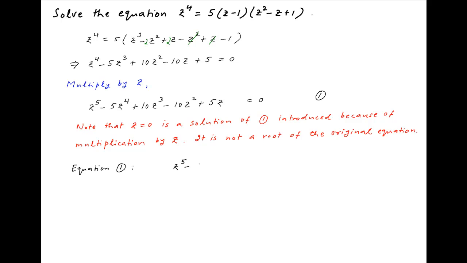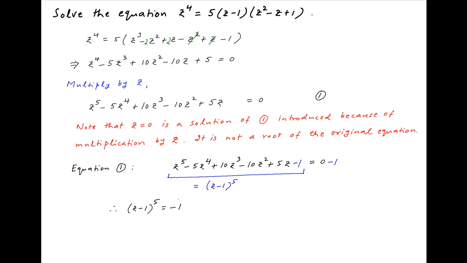which is z raised to the power 5 minus 5 times z raised to the power 4 plus 10 times z cube minus 10 times z square plus 5z is equal to 0. Subtract 1 from both sides. Now note that the left hand side is the binomial expansion of z minus 1 raised to the power 5. Therefore, z minus 1 raised to the power 5 is equal to minus 1.